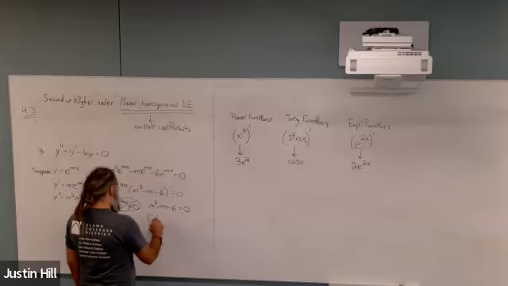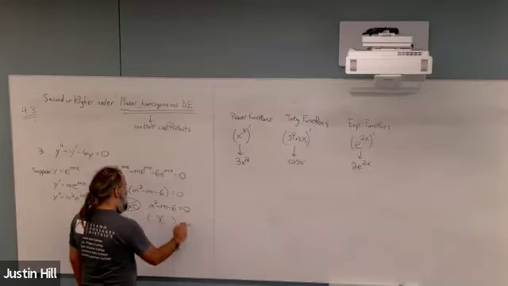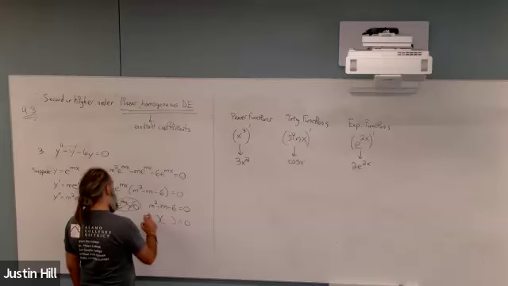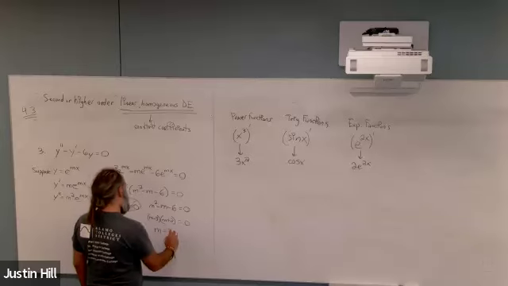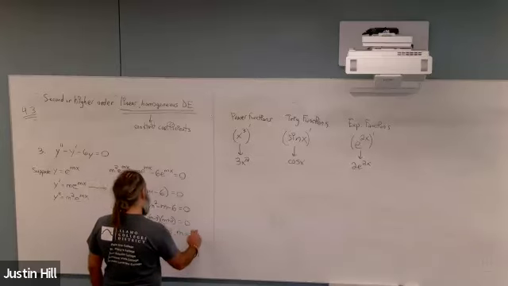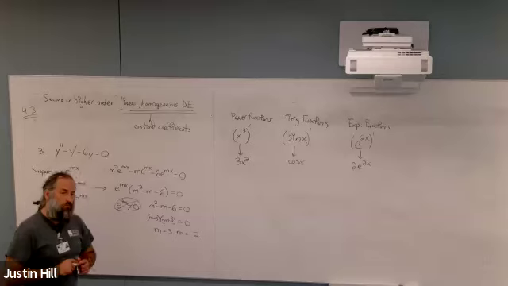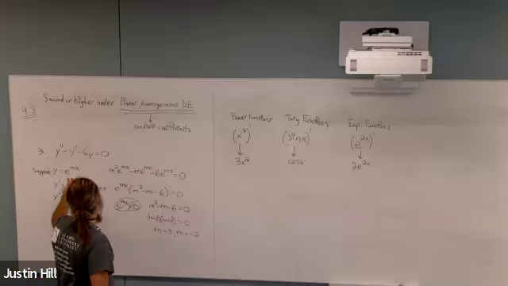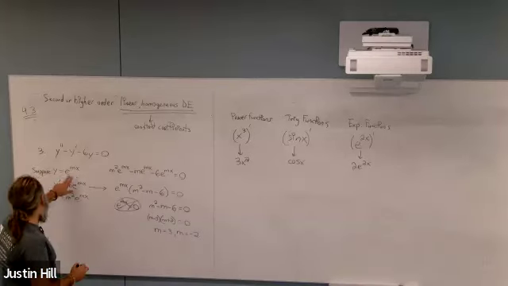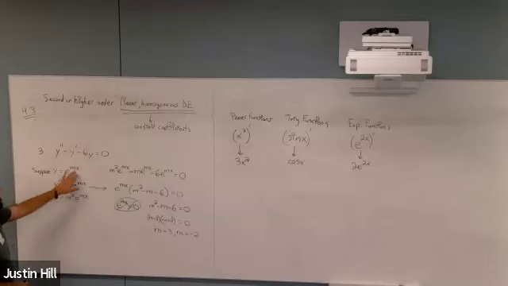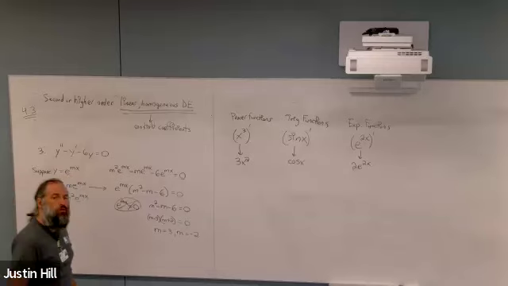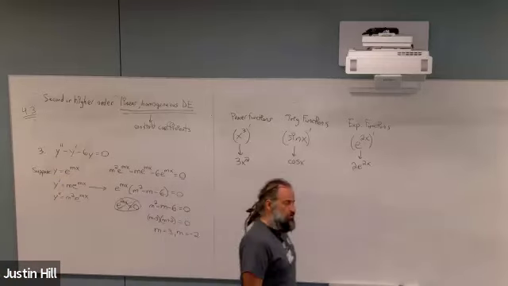But for the sake of showing it, at least for a second, this is going to be m minus 3 times m plus 2. Set each of those equal to 0. So we get 2 possibilities here: m equals 3 or m equals negative 2. So what we're saying now is that either e to the 3x or e to the negative 2x are solutions to this differential equation.